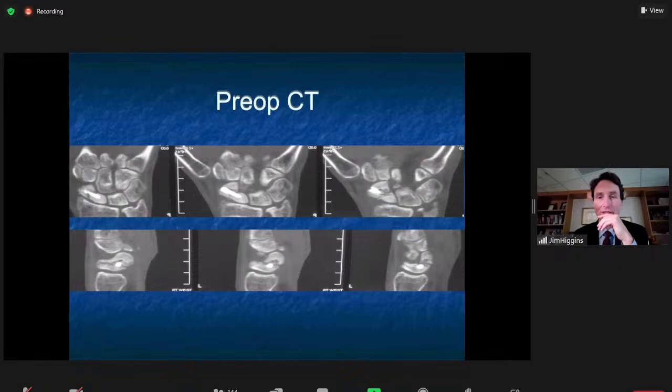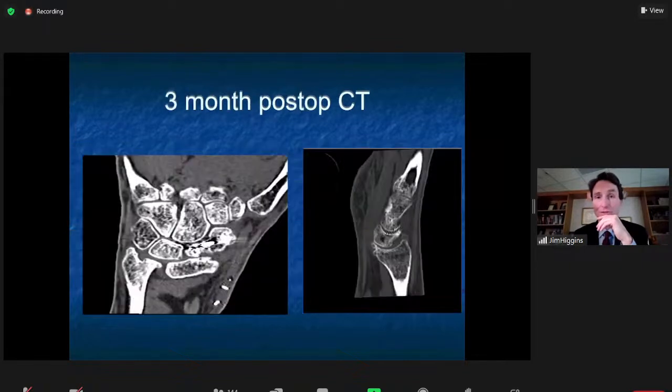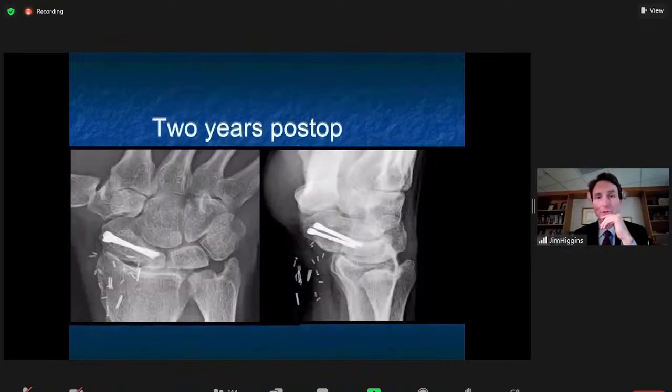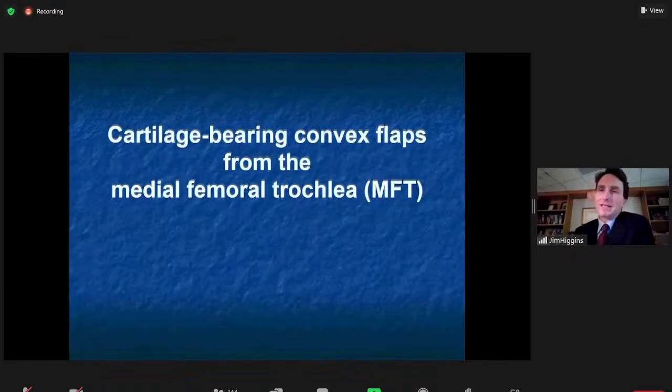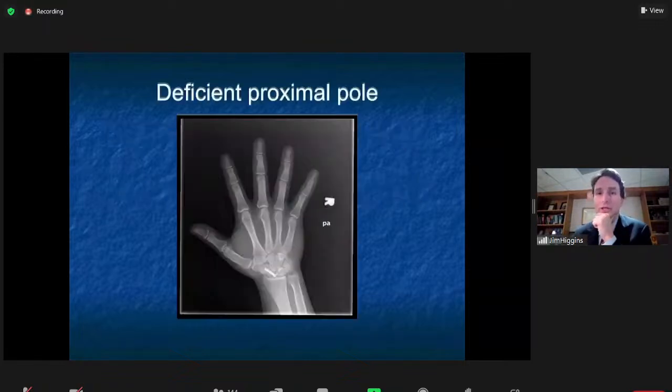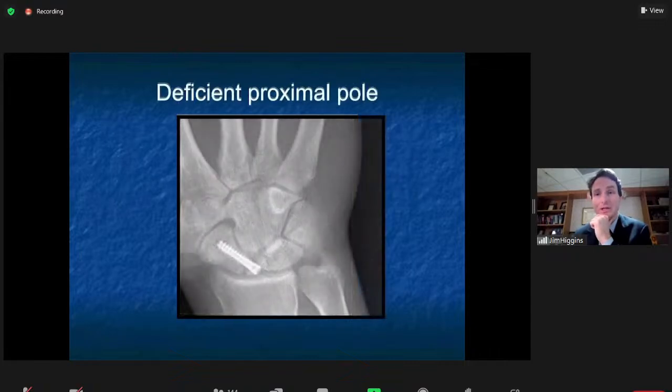Preoperative CT of another case, waist level non-union revision, 3-month post-op CT scan with correction of DISI. Not great images, but pretty good. And 2 years post-op. So that's the MFC, but to be clear, when this proximal pole is non-salvageable, as I mentioned, and I sort of went through the indications of that, at least in my practice, that's when you get a case like this. The patient comes in. We all see these patients. These are not zebras. They're coming in and they're showing you this.